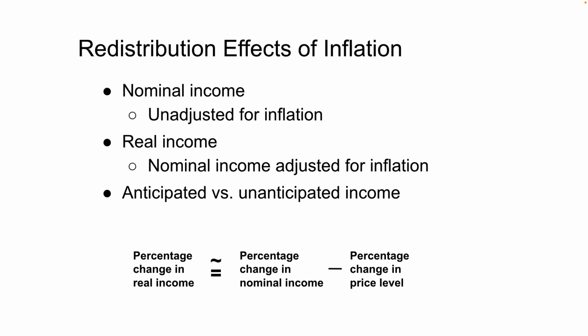So we can use this approximation. This is not an equation, this is an approximation. But you can take the percentage change in nominal income, subtract the percentage change in the price level, which is inflation, and that gives you a rough estimate of what your percentage change is in your real income. So again, if you had gotten a 5% raise and inflation was 7%, you actually lost 2% in real income. That doesn't sound so great anymore, does it?